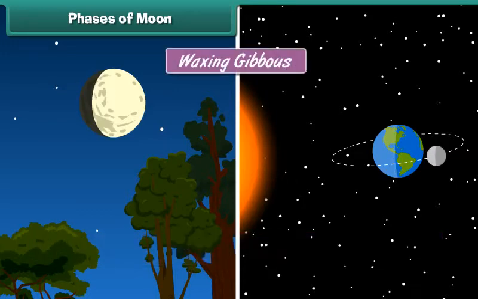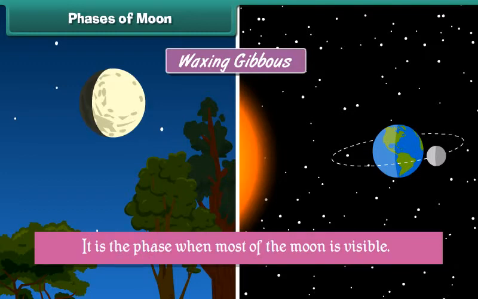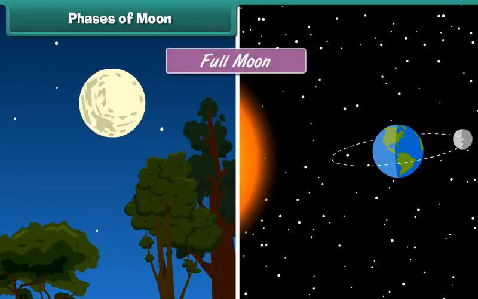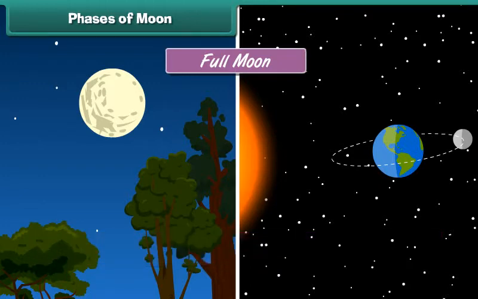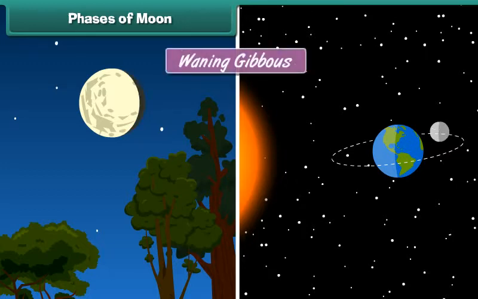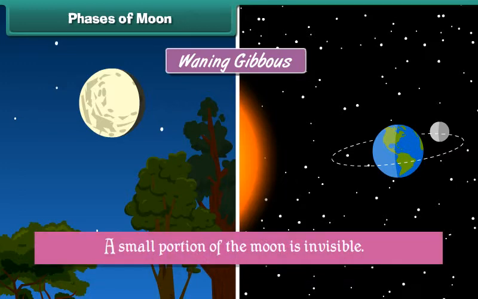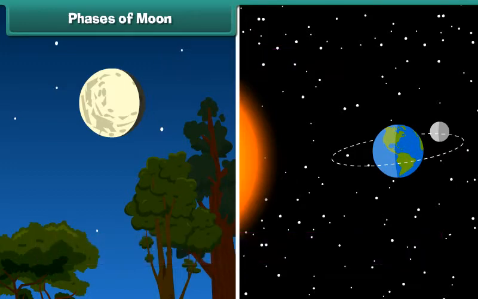Waxing gibbous. It is the phase when most of the Moon is visible. Full Moon. It is the phase when the full Moon is visible. After full moon, the size of visible moon starts decreasing. Waning gibbous. It is the phase that follows the full moon phase. A small portion of the moon is invisible.